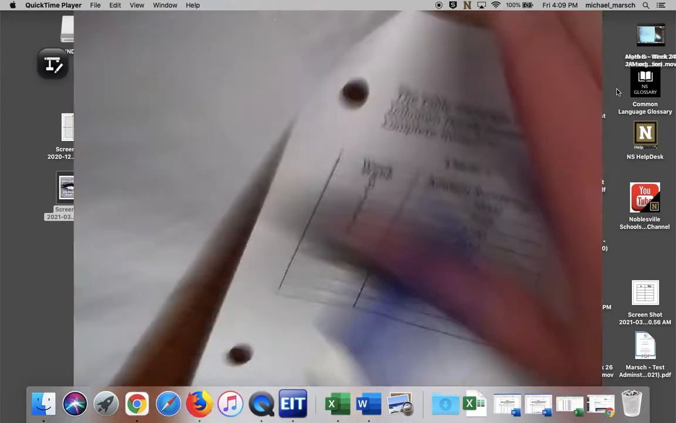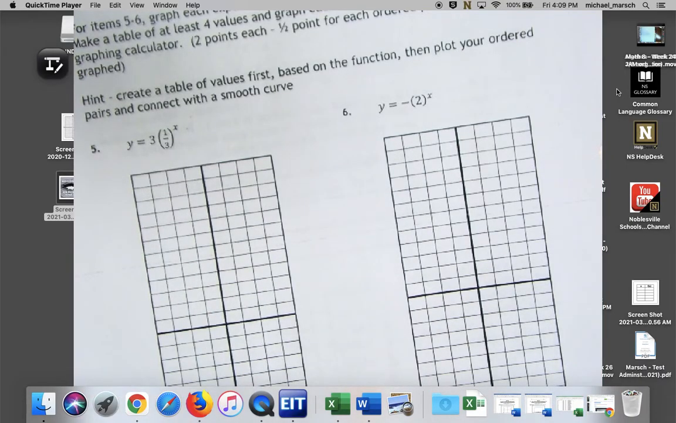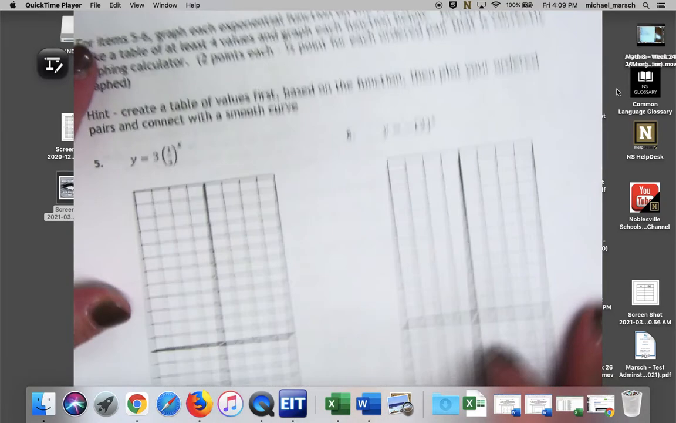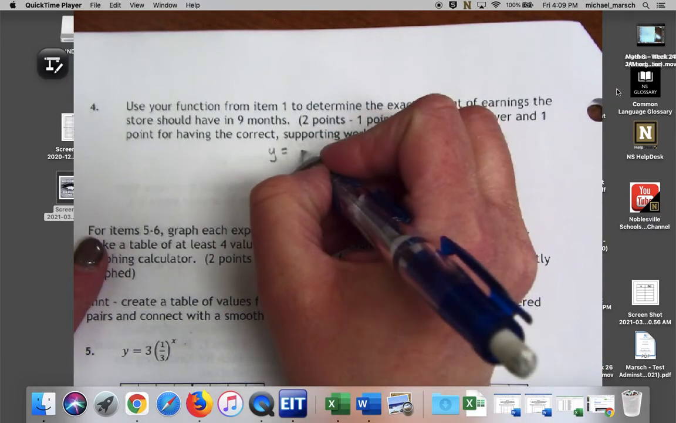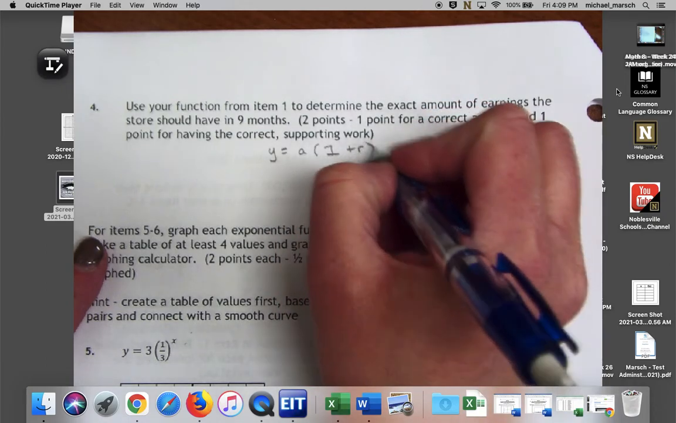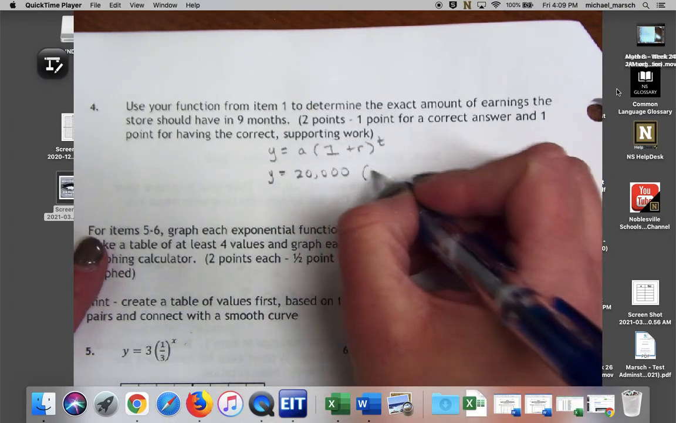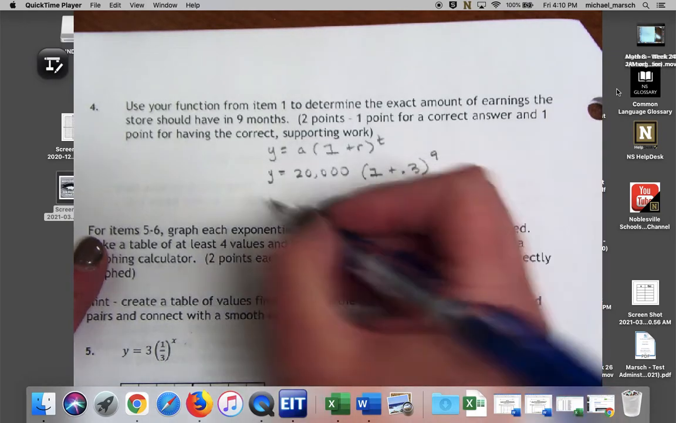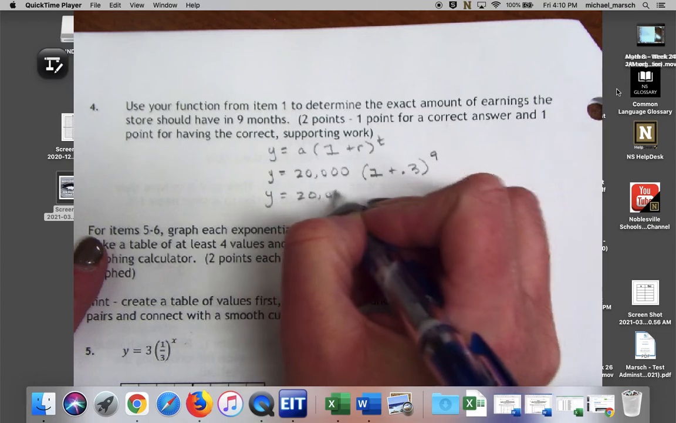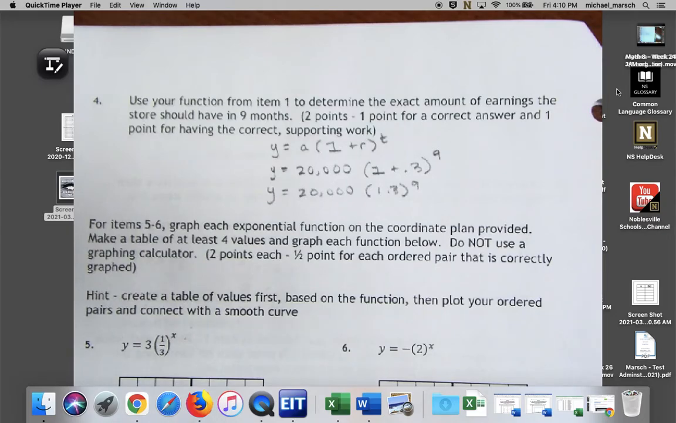Page 2. They say, use your function in item 1 to determine the exact amount of earnings the store should have in 9 months. So I'm going to use my formula, y equals a times the quantity 1 plus r raised to the t. Y equals 20,000. Remember, that was their starting earnings. 1 plus 0.3. This time we're going to raise it to the 9. So y equals 20,000 times 1.3 to the 9th power. So again, I'll put it in my calculator.